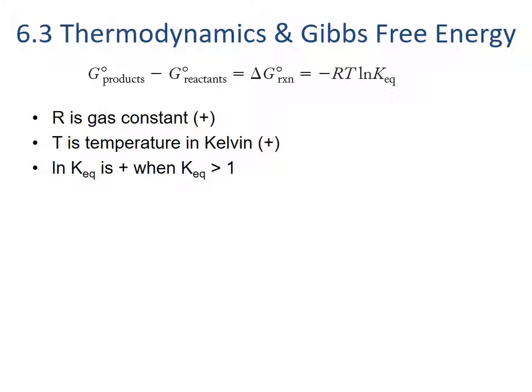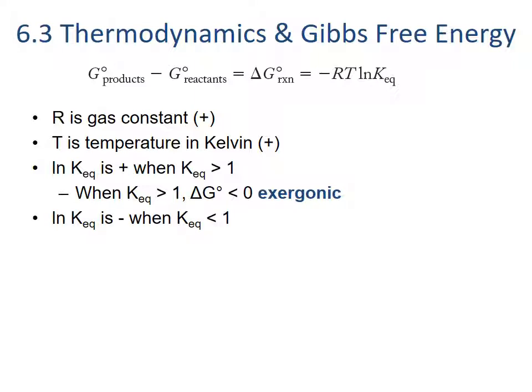Since we know all the signs in this case, when KEQ is greater than 1, you have a negative sign multiplied by a positive R, T, and a positive natural log of KEQ, meaning that you'd have a negative delta G naught of reaction. So, whenever product is favored in a reaction, delta G should be negative. We call this exergonic, which is the free energy version of enthalpy's exothermic. Another way of saying this is that reactions are going to go to products when free energy is released.